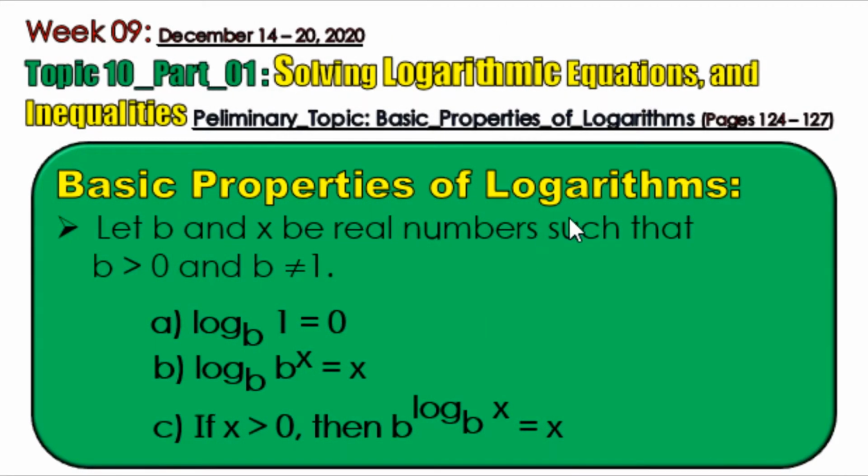So we have the basic properties of logarithms. Let b and x be real numbers such that b is greater than 0 and b is not equal to 1. First, the logarithm of 1 to the base b is equal to 0. Second, the logarithm of b raised to x to the base b is equal to x. And third, if x is greater than 0, then b raised to the logarithm of x to the base b is equal to x.